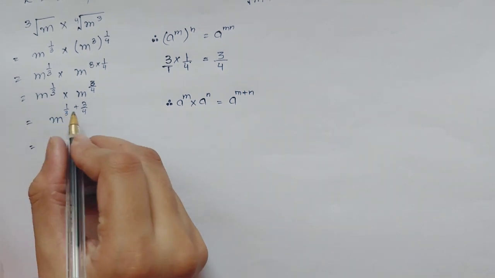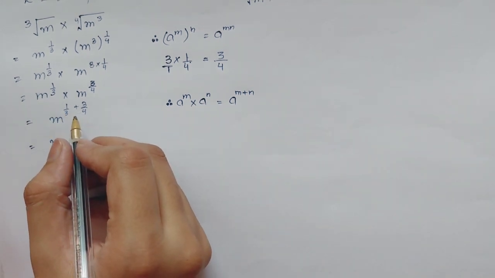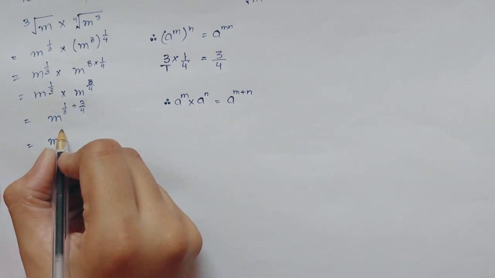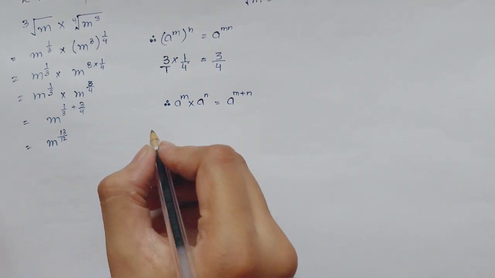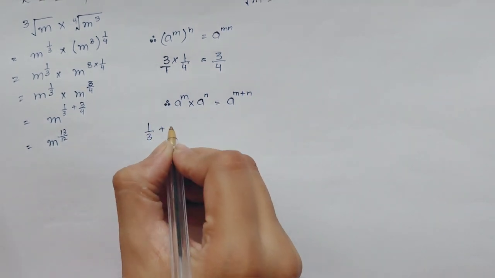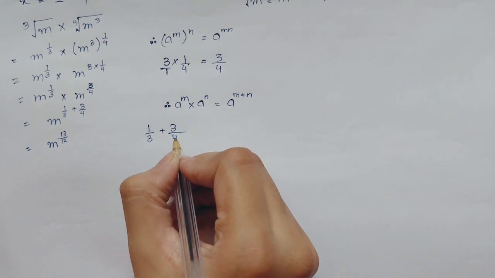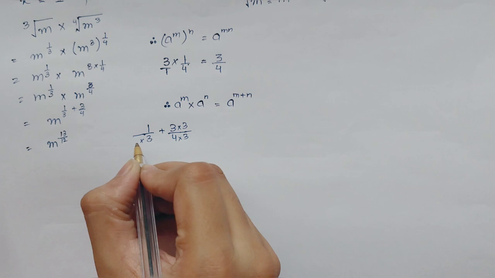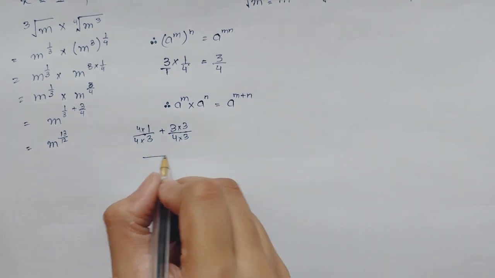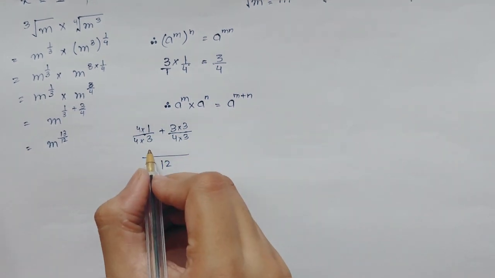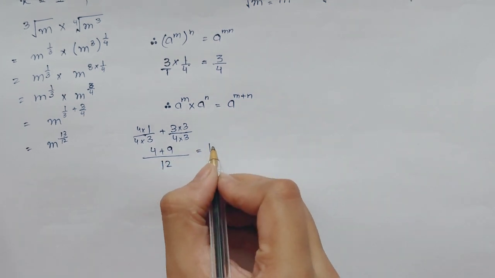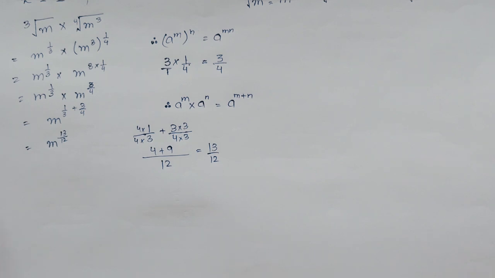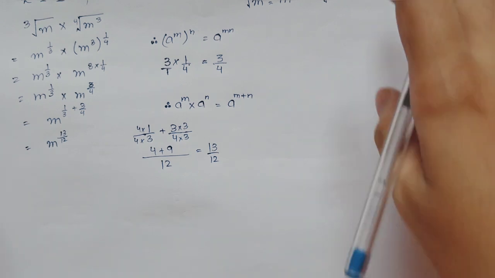Now m power 1 by 3 plus 3 by 4. I know this needs the LCM. You have to take the LCM and solve it, and it becomes 13 over 12. Make the denominators the same by multiplying 3 by 4 and 4 by 3. Now it becomes 12, then 4 plus 9, which is 13 over 12. So I write the power of m as 13 over 12. This is your question related to rational indices. Okay.